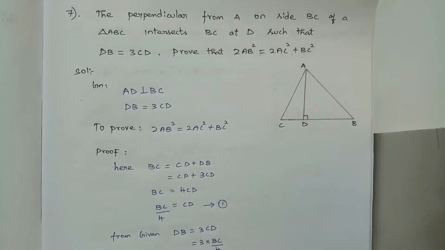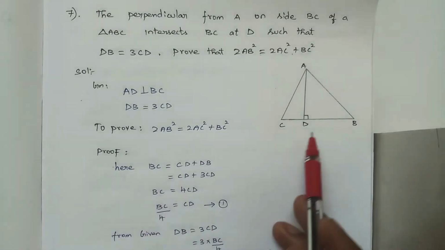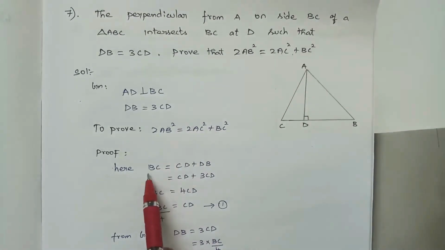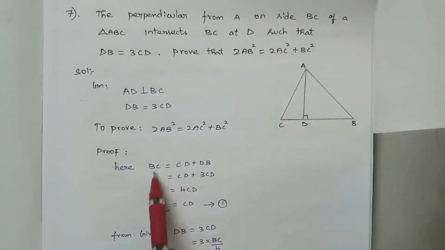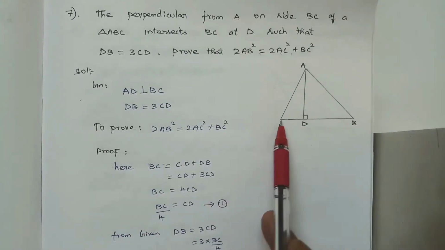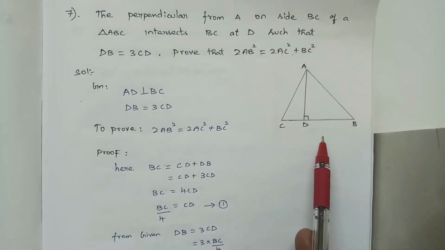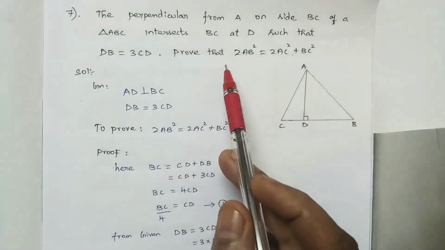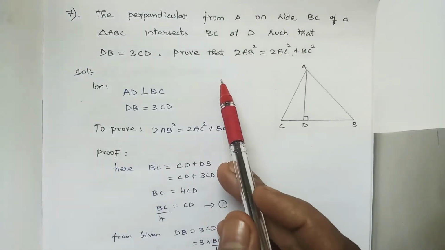So before that, see here, they have given BC, right? Actually, we need the BC also. I'm just going to find BC in terms of CD and DB, right? I'm just going to convert. See, actually, what are the things we need? By seeing the proof alone, what are the things that we need?